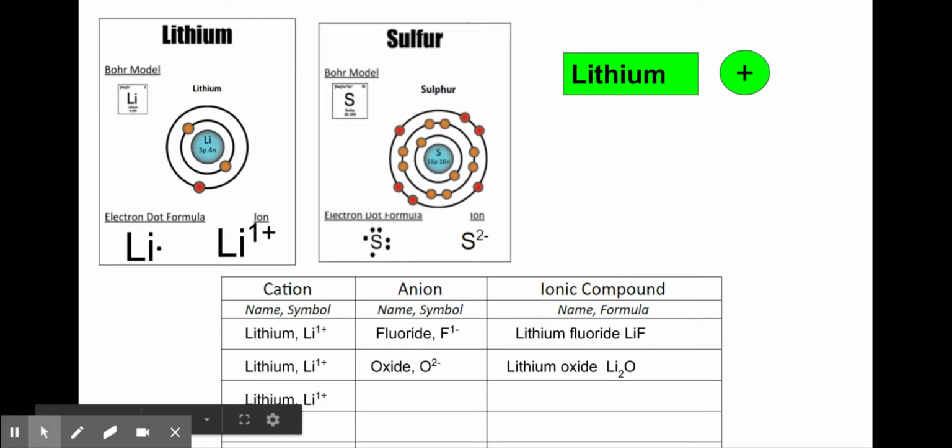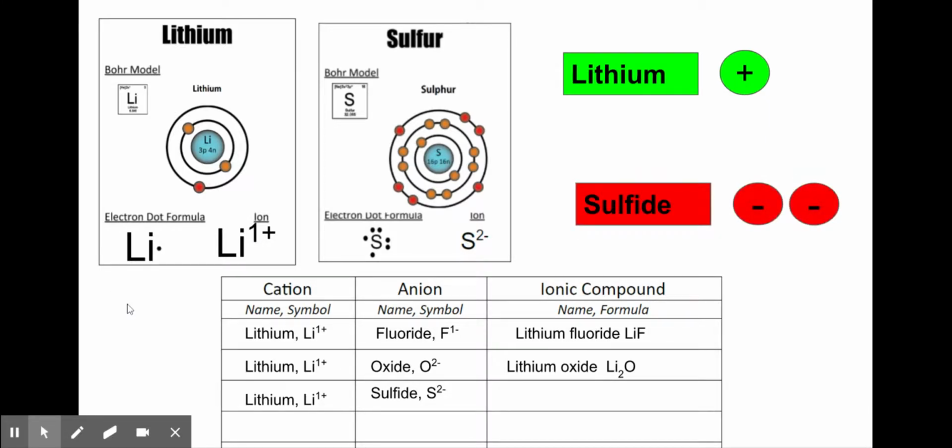Now we're going to add sulfur to lithium. Lithium goes in the cation spot on your chart, and then sulfur becomes sulfide. Sulfide. And let's see what happens when we combine them. Lithium is a positive 1 ion, and sulfur has a negative 2 ion. It wants to gain 2 more electrons, which will make it extra negative or negative 2.